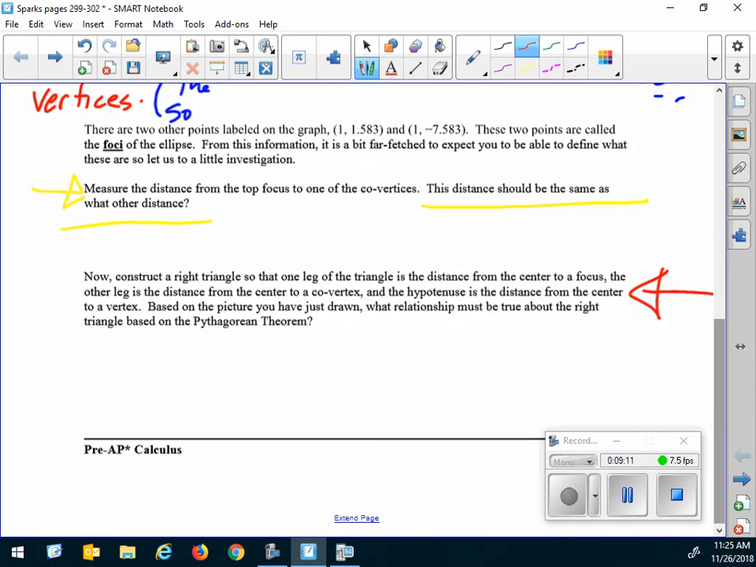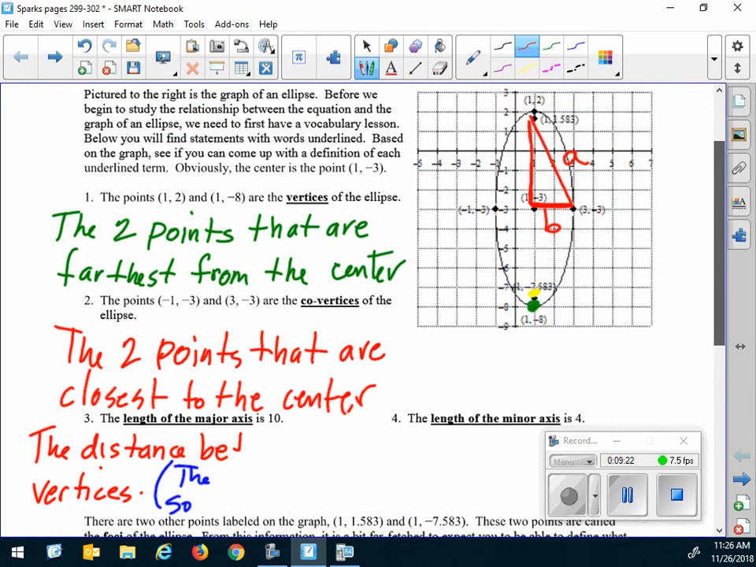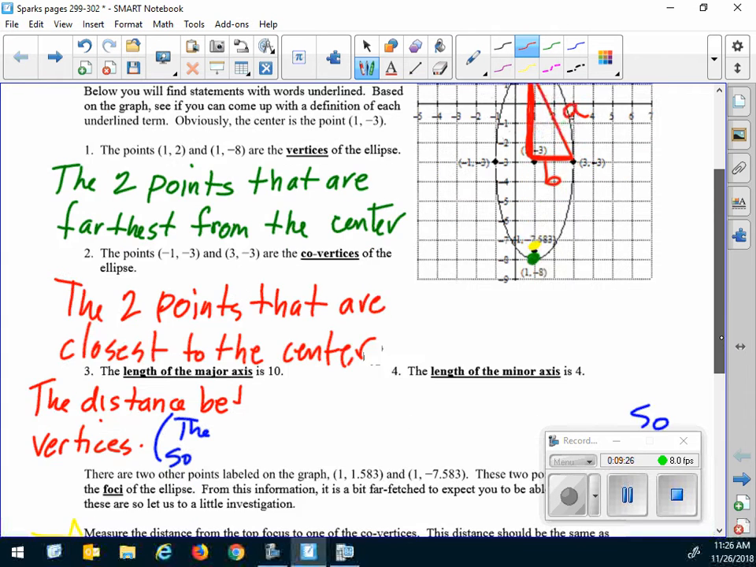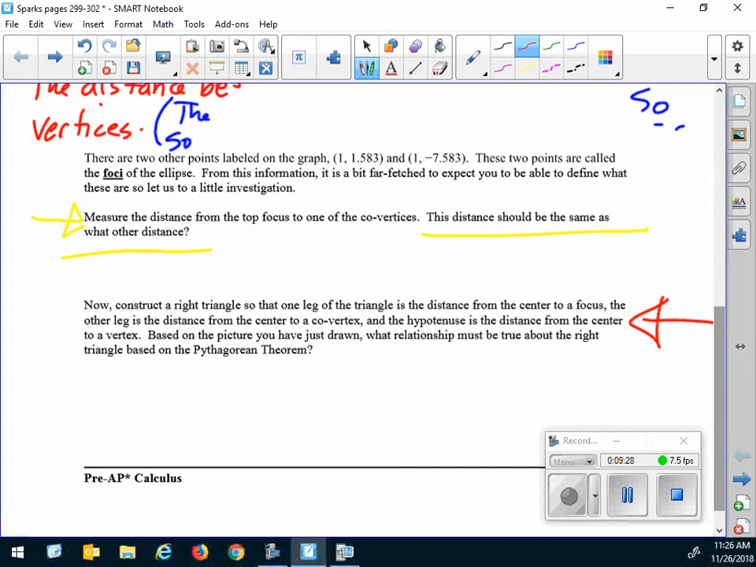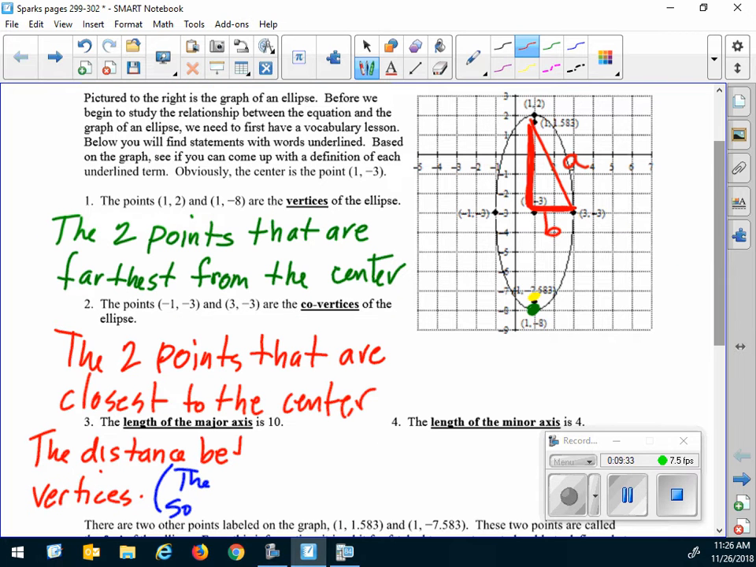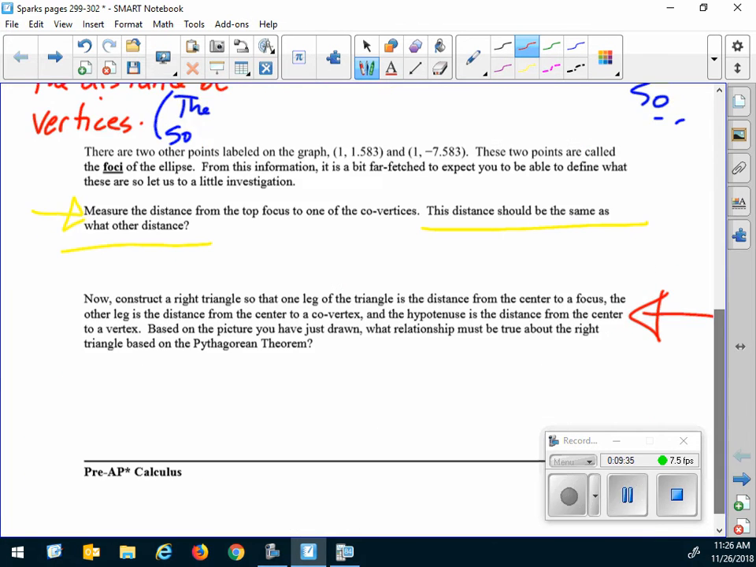Hang on a minute. What? Let's read that again. Construct a right triangle so that one leg is the distance from the center to a focus. Center to a focus. That's this right here, right? The other leg is the distance from the center to a covertex. That's this right here. And the hypotenuse is the distance from the center to a vertex.